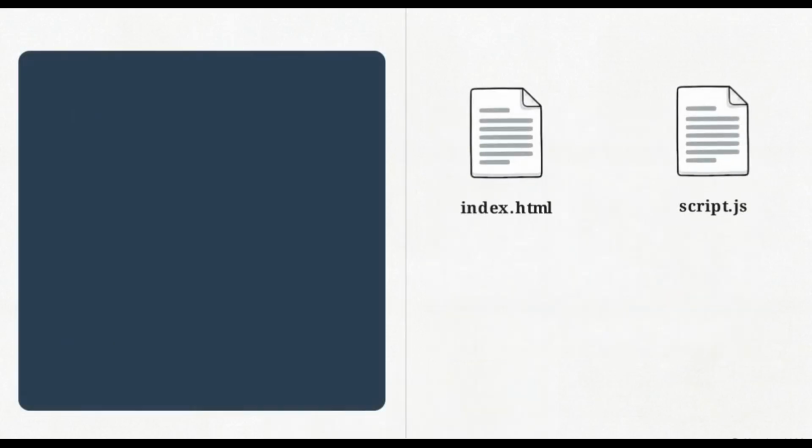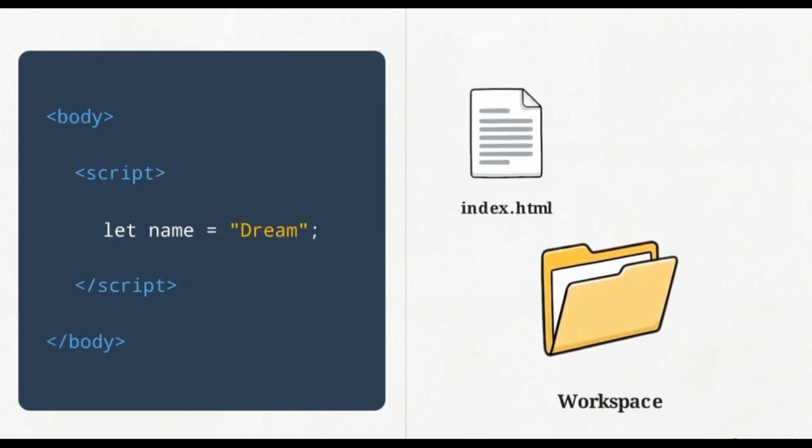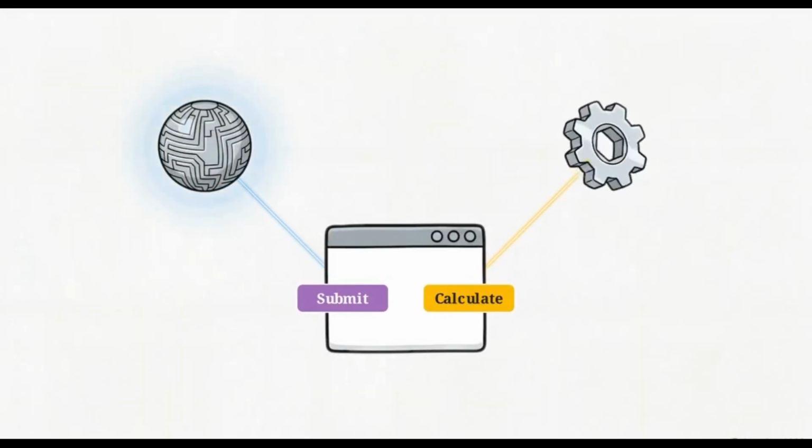You connect this logic to your page by acting as a conduit. You can write your code directly inside an HTML file using a script tag, or link to a separate external JavaScript file to keep your workspace organized. By writing these instructions, you move beyond designing static documents. You're now providing the rules that define how a page behaves when a person interacts with it.